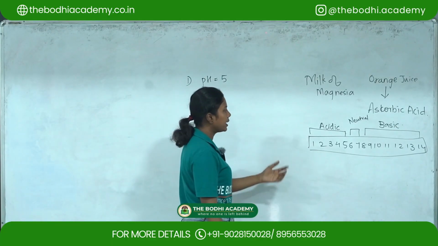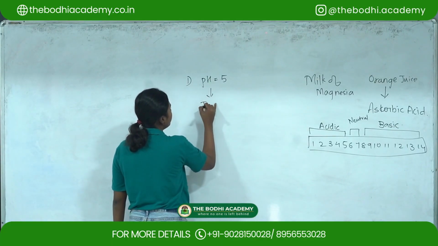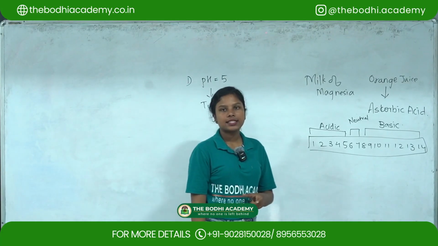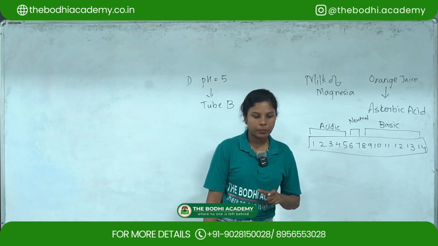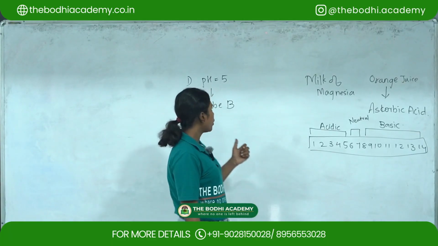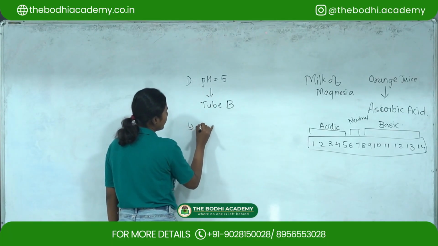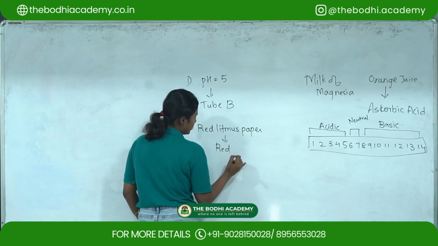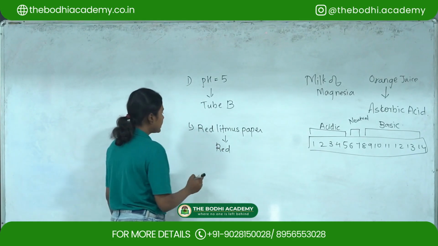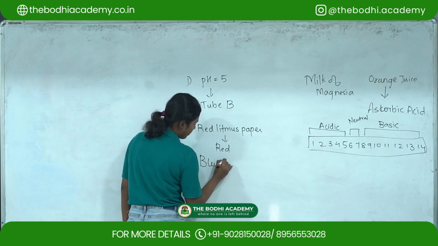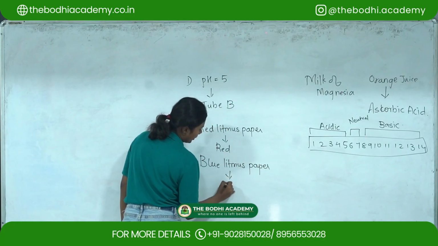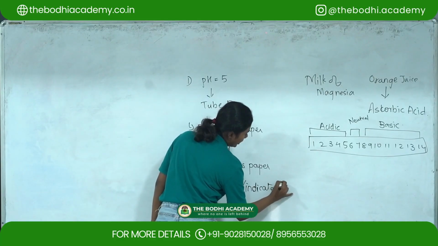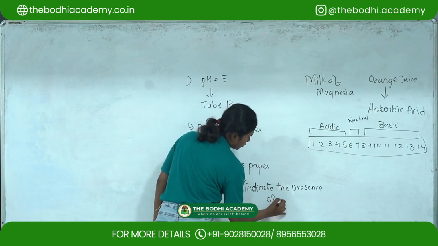So it is acidic in nature. So we can say that the tube B will have a pH of 5. Next is, what change in litmus paper will you see in the tube? For this one, if we take red litmus paper, it will remain red itself, okay, because it is acidic. Second, if you take a blue litmus paper, this blue litmus paper will turn red and this will indicate the presence of acid.